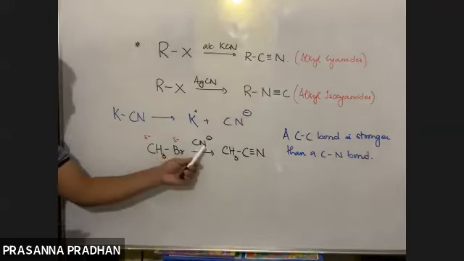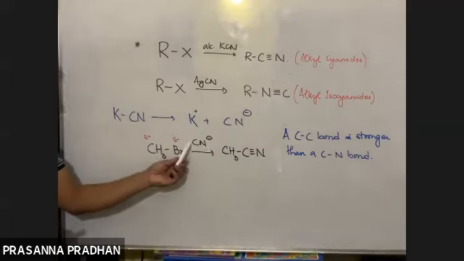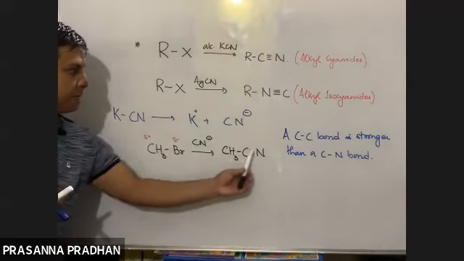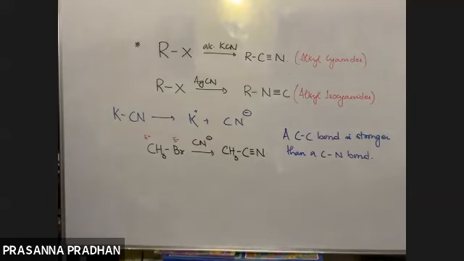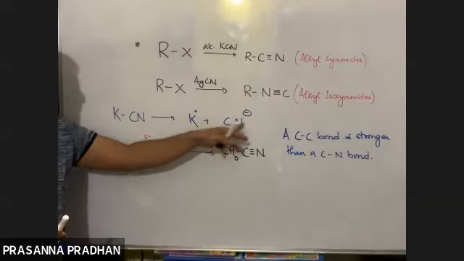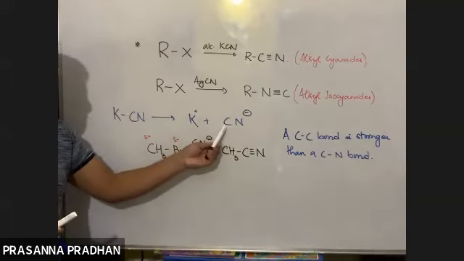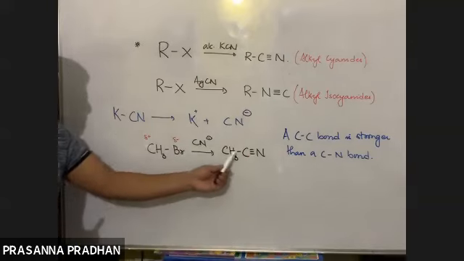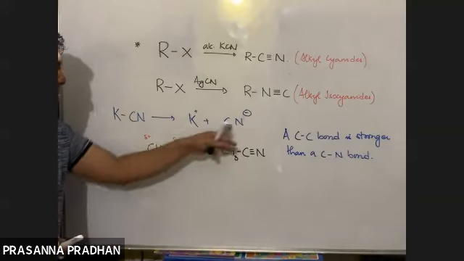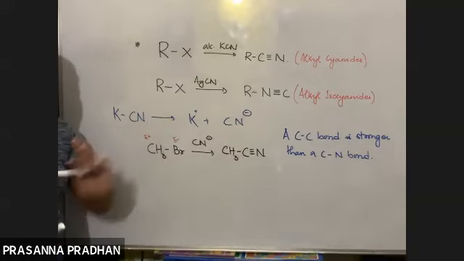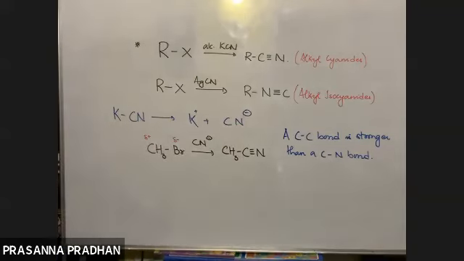But here, both ends are free. Nitrogen is also free, carbon is also free. But why does the carbon end form a bond with another carbon? Because we know carbon-carbon bond is the strongest of all. Got it? So this is the reason. First reason, potassium cyanide is an ionic compound, so there is a free cyanide ion where the carbon atom is also free, the nitrogen atom is also free. Both the atoms are free, but a carbon-carbon bond is formed in preference to a carbon-nitrogen bond. Why? Because a carbon-carbon bond is stronger than a carbon-nitrogen bond. So that is why we get cyanides.